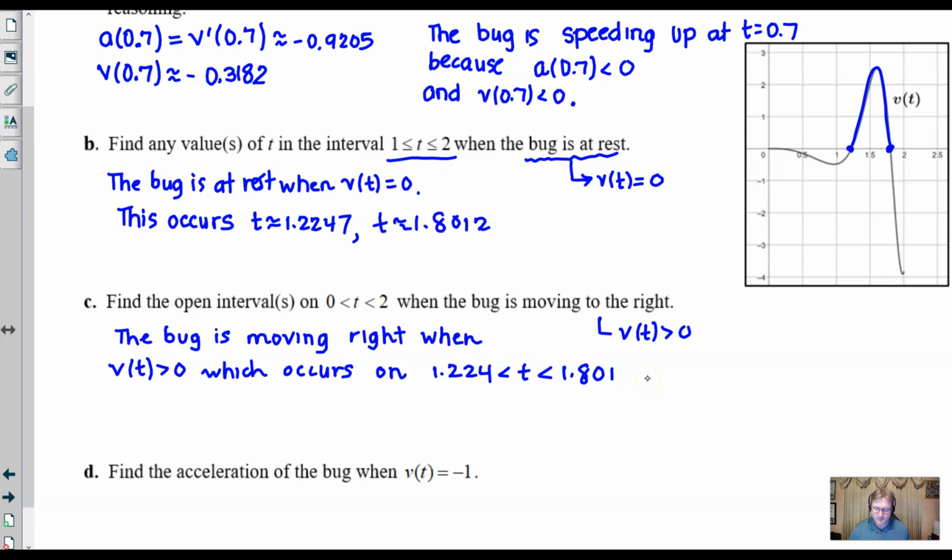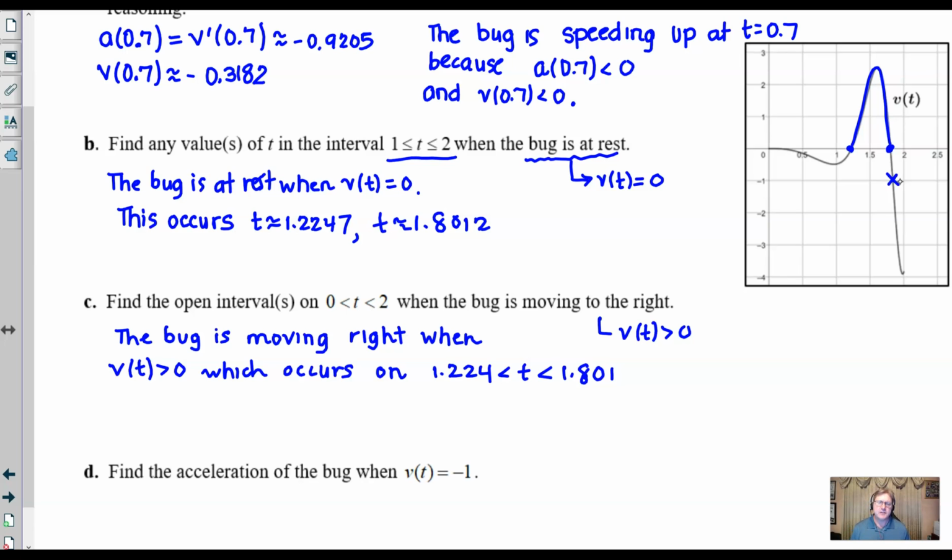We're about ready to wrap this up. We have one more part. Find the acceleration of the bug when v of t is -1. Well, when v of t is -1, that's going to be kind of interesting because we are actually going to want to solve this graph equation when v of t is -1. Now, visually, you could probably see, here's our graph of v of t, here's our -1. I'm going to put a little X here to mark the spot. That's when that's going to occur.